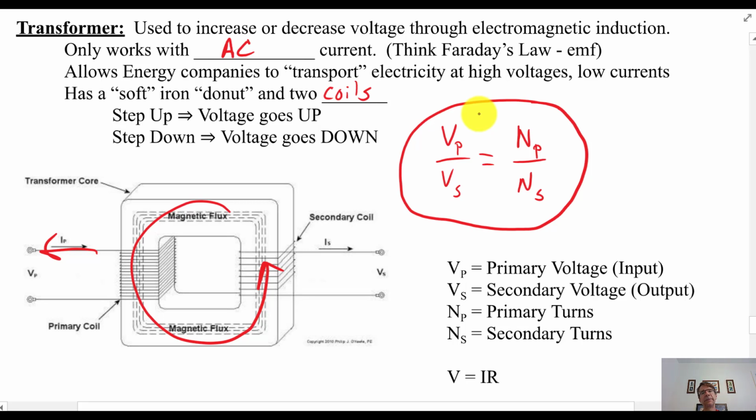But this equation can be, like I say, written in several different ways. This would be the same equation. You could have V sub S over V sub P. You don't need to write this down. This is the same equation. It's equivalent.